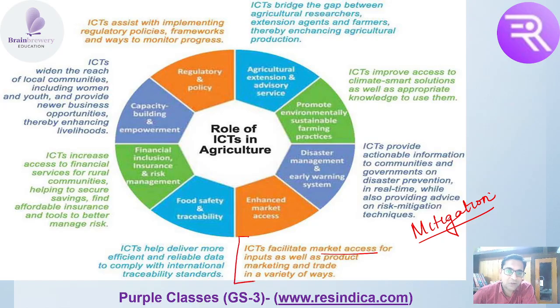So ICT facilitates market access. Obviously, whenever you are connected to the internet and broadband, you will be well connected with the markets, right? And you can do the trade the way you want to. ICT also provides very reliable data to comply with international traceability standards. That means whenever you are working in agriculture, since you will be connected throughout the world, you will come to know what data is there and what we can utilize, and you will be able to get the proper standards that the world is following, right?